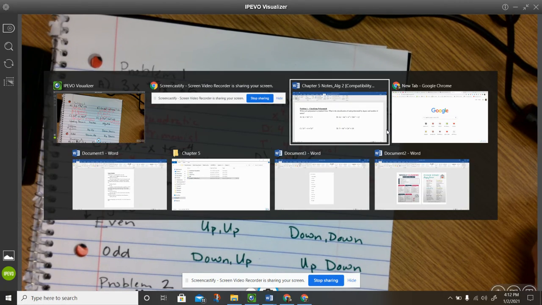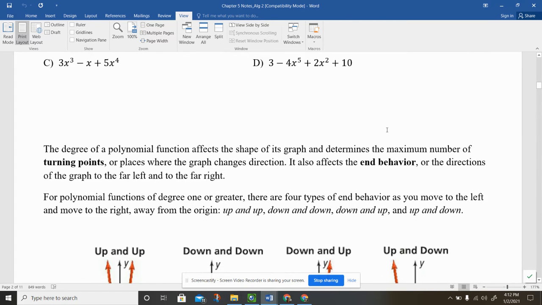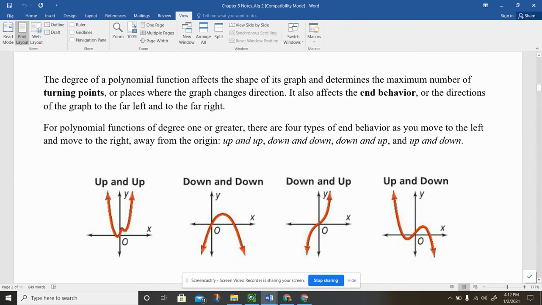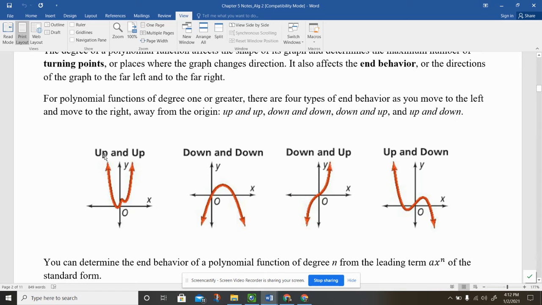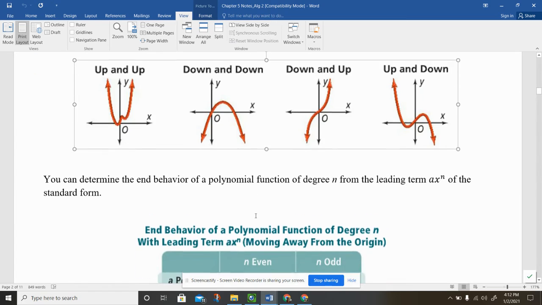When I look at my second part of 5.1, we have turning points. But really, we're going to be talking about the end behavior. It's very important. When we're talking about end behavior, it's like, where is the polynomial going? In this case, it's going all the way up forever. When x is negative, it's going up. And when x is positive, it's also going up. So the end behavior is saying, where is the arrow pointing? It could be up, up, down, down, down, up, or up, down. So these are different ways that we can solve that.